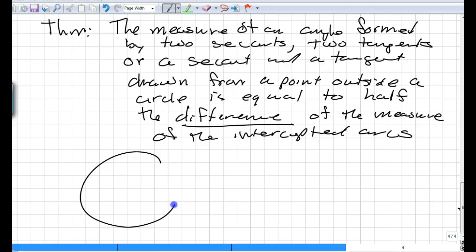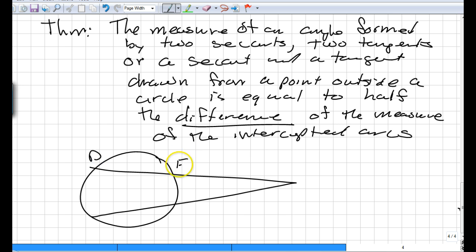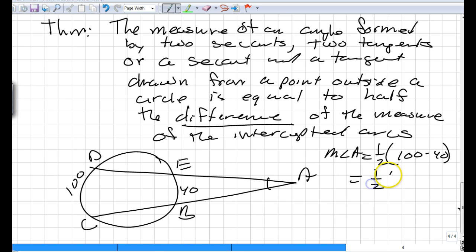So if I have this situation where I have two secants, this is point D, point E, A, B, and C. And arc DC has measure of 100, and arc EB has measure of 40. And I want to know the measure of angle A. Angle A is outside the circle, so it's going to be 1/2 the difference of the intercepted arcs. So measure of angle A is 30. Okay?